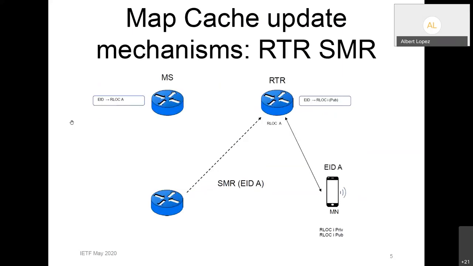In order to accentuate the problem of the state in the usual SMR procedure of option two, imagine that we have this scenario where an RTR has the state to forward traffic to a mobile node. An external element sends an SMR to an RTR for the EID A.